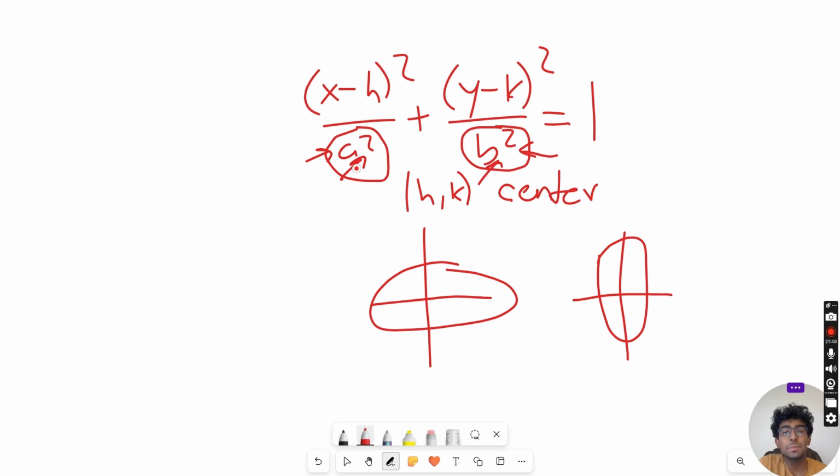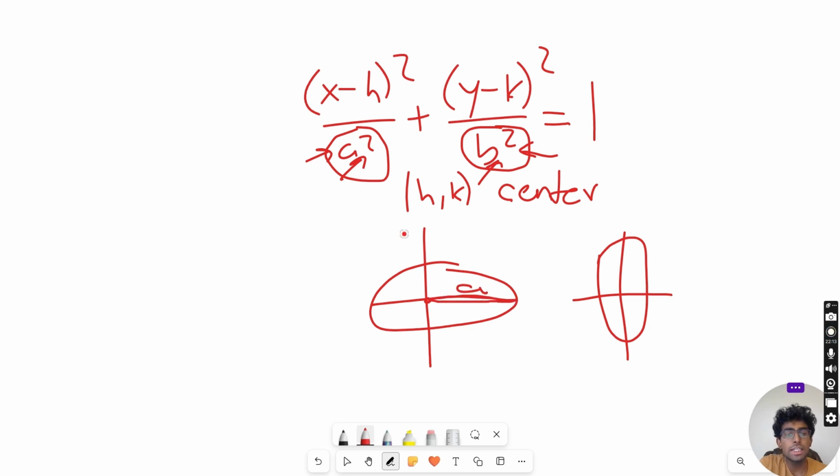And depending on which one is bigger, that will dictate in what particular direction the ellipse is bigger. So if a is bigger, it's greater in the x direction. If b is greater, it's going to be in the y direction. And it is important to note that a is almost like the radius of the ellipse. So if this was our center, from here to here, this would be a.